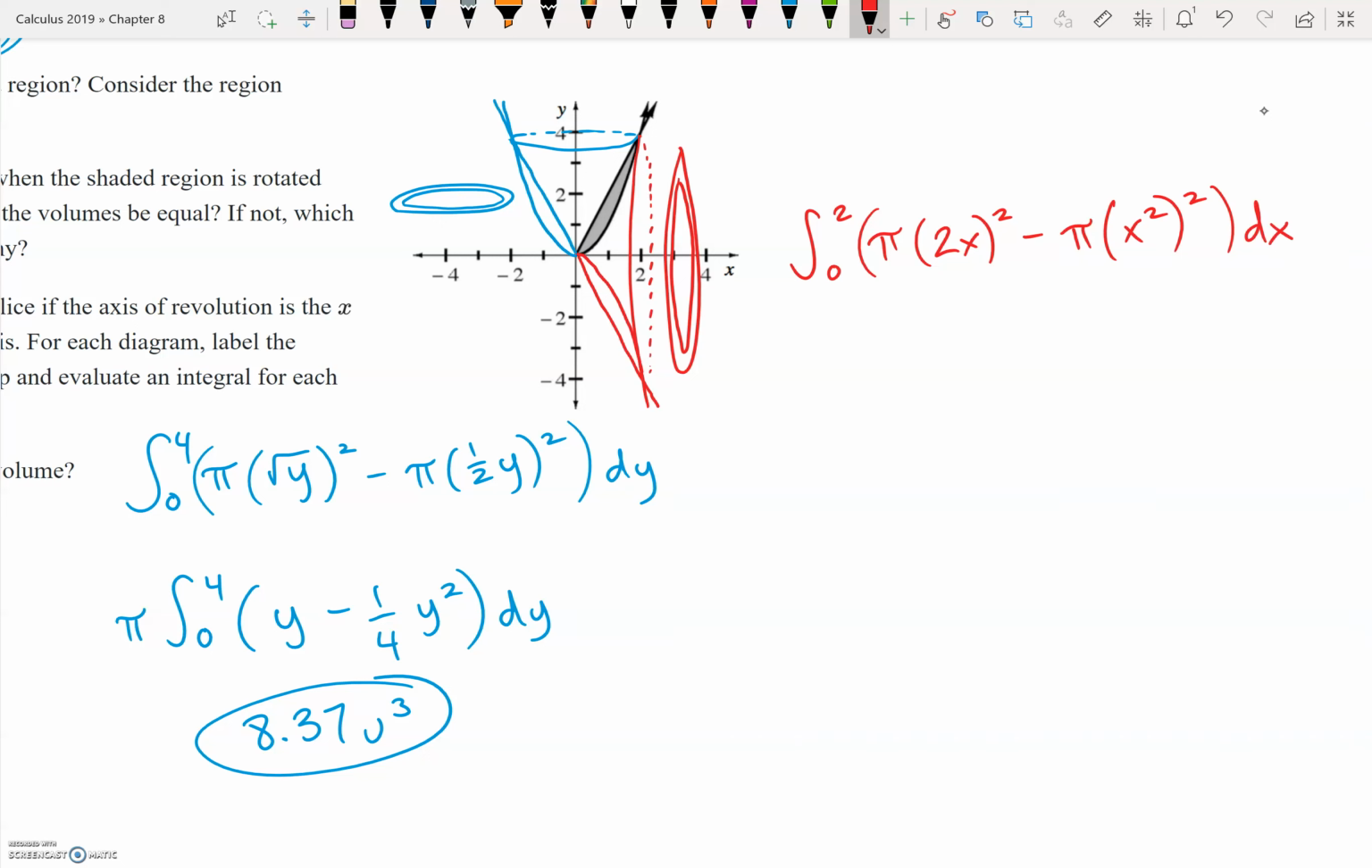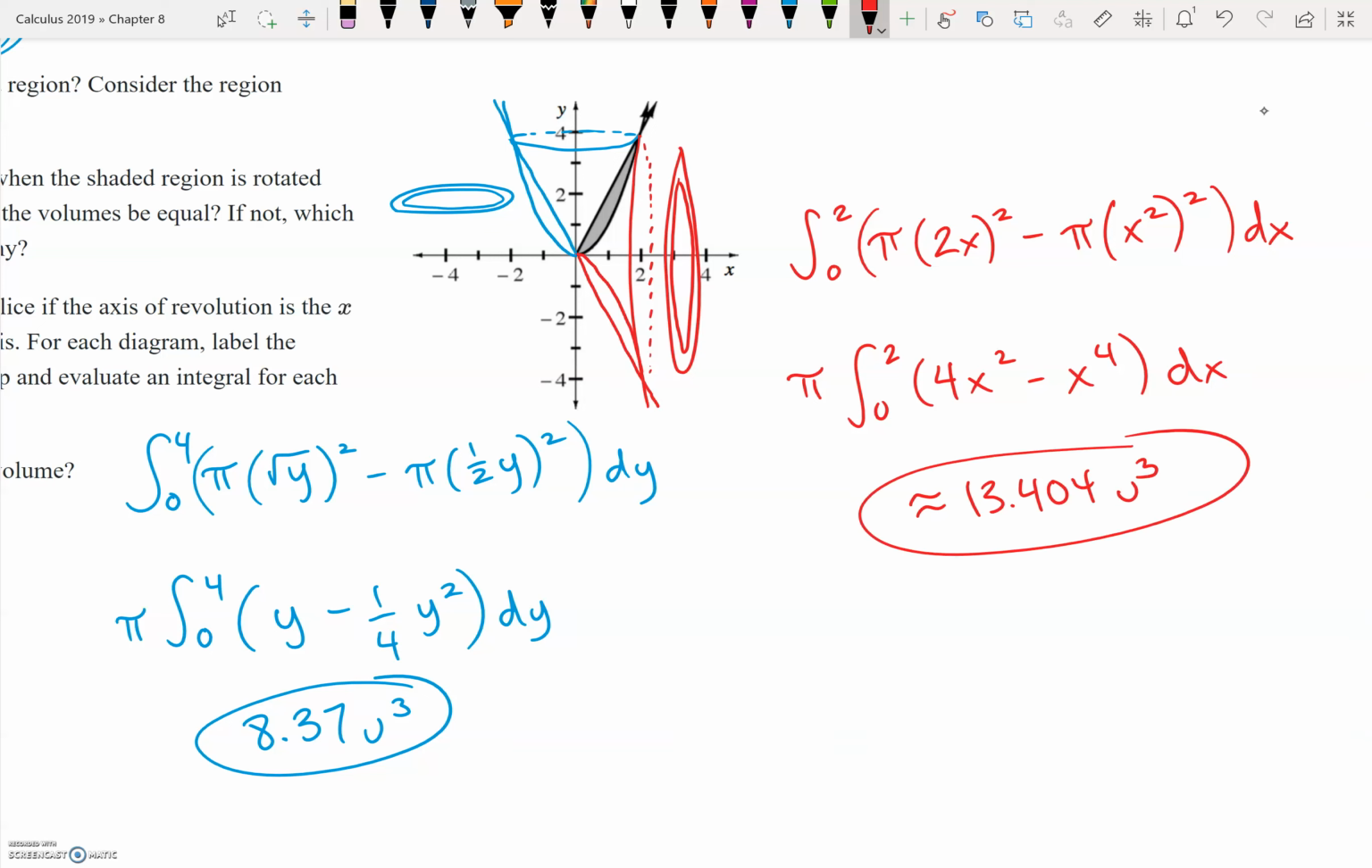And we could type this entire thing into a calculator, or you can make this a little bit easier and take the pi out: 4x squared minus x to the fourth, dx. And if you evaluate that, you'll get approximately 13.404 units cubed. And so the one rotated around our x-axis is going to have more volume.